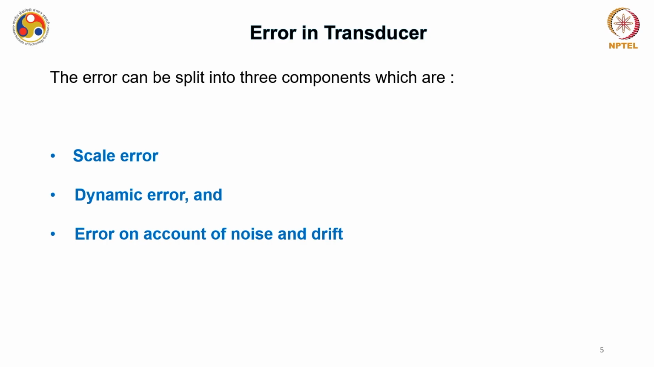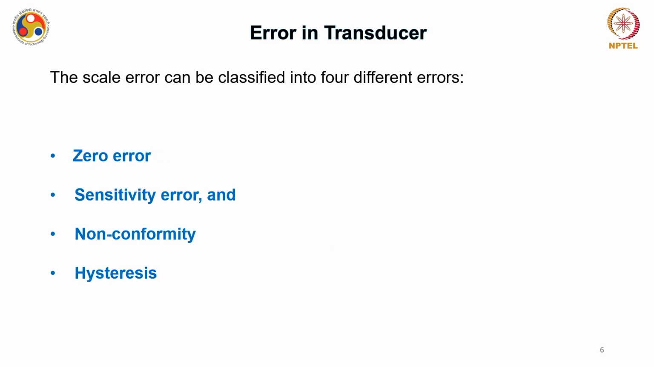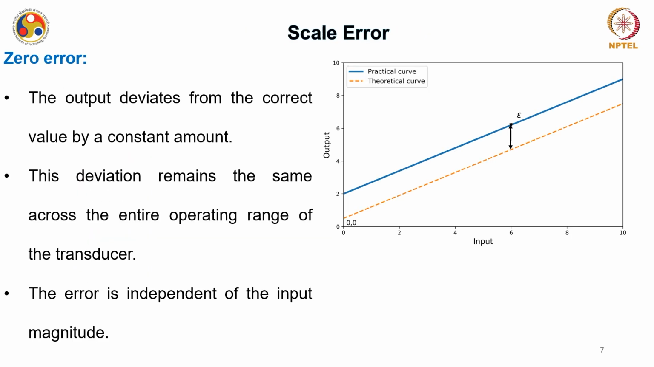The error in a transducer can be split into three different components: the scale error, dynamic error, and the error on account of noise or because of certain drift. The scale error can again be classified into four different errors: zero error, sensitivity error, non-conformity error, and hysteresis. Let us see all of these four different errors in brief, so that we understand how they are going to affect the transducers that we are going to discuss from the next lecture.